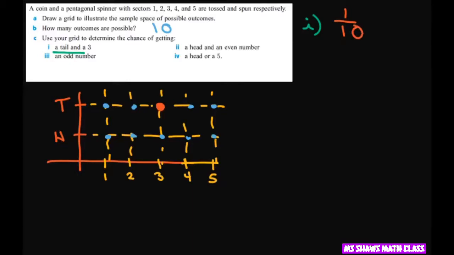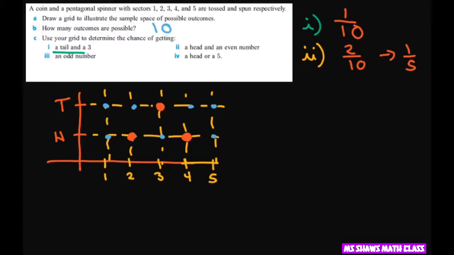All right. A head and an even number. So this is going to be your double I. So a head and an even number. Let's do that in red as well. So here's 1, 2. That's a head and an even number. So that's 2/10. And you can reduce it if you want. Doesn't really matter, but you can.